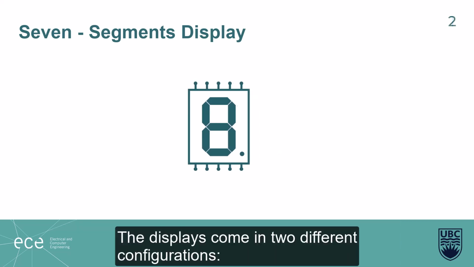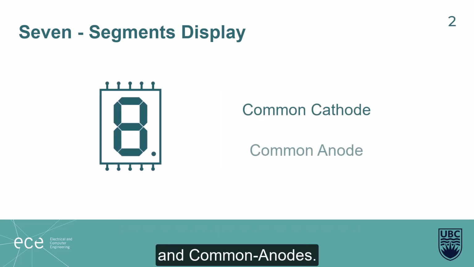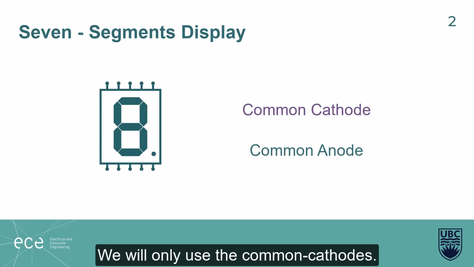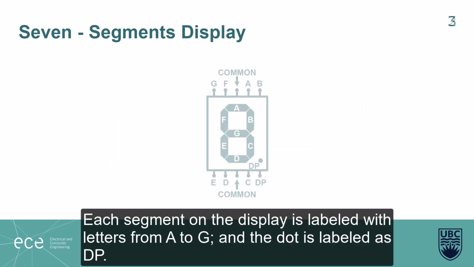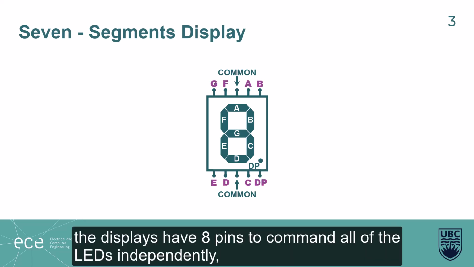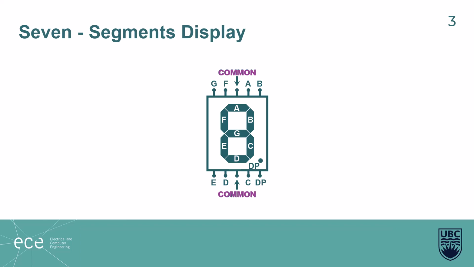The displays come in 2 different configurations: common cathodes and common anodes. We will only use the common cathodes. Each segment on the display is labeled with letters from A to G, and the dot is labeled as DP. In this way, the displays have 8 pins to command all of the LEDs independently, and 2 more pins that are the cathodes in the common cathodes configuration.